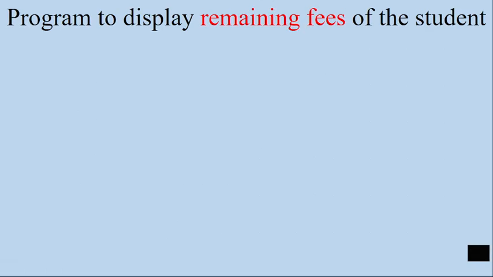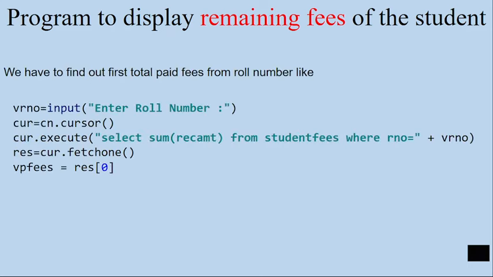Now I want to write a program to find out the remaining fees of a student. To find out remaining fees, first of all, we have to find out the total fees paid by the student. Remaining fees is nothing but course fees minus paid fees. So first of all, we are trying to find out the total fees paid by a student. Now my dear students, I am not here to teach you the select, update, insert queries or procedures and all.